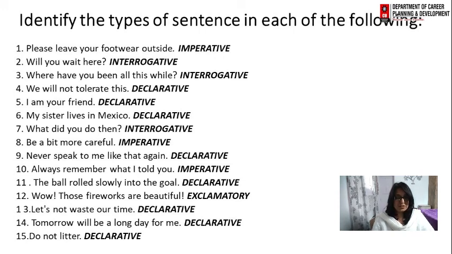Wow, those fireworks are beautiful! That's an exclamatory sentence. Let's not waste our time. Declarative. It's a statement. Tomorrow will be a long day for me. It's again a declaration. And lastly, do not litter. It's declarative. It's a statement. So these were the types of sentences.